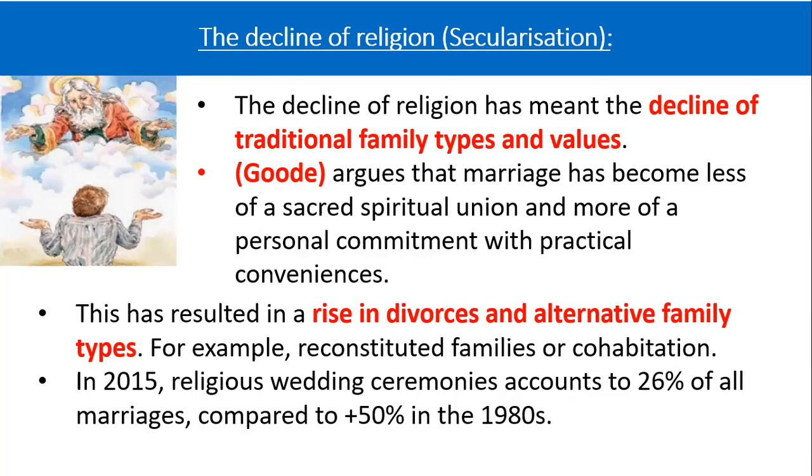So Goode argues that marriage has become less of a sacred and spiritual union and more about a personal commitment and a practical convenience. That's led to a rise in divorces and alternative family types that previously would have been seen as going against a religion. For example, reconstituted families, so remarrying or cohabiting. In 2015, religious wedding ceremonies accounted for 26% of all marriages, compared to 50% in the 1980s.